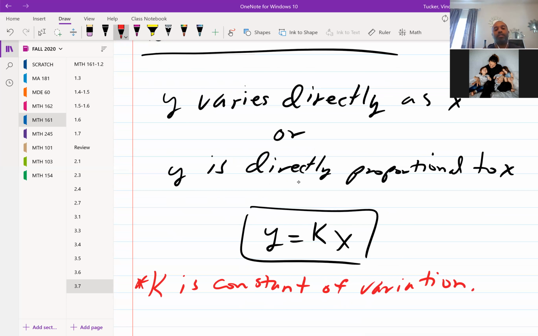So k is your constant of variation. Whatever k is, it's going to be the same, or constant, throughout your problem.